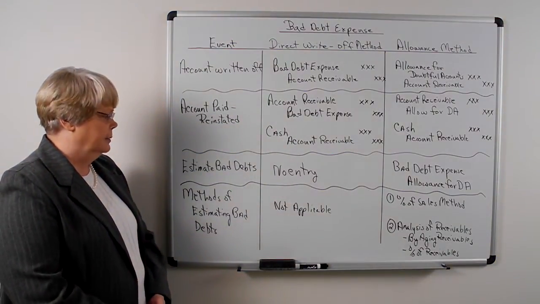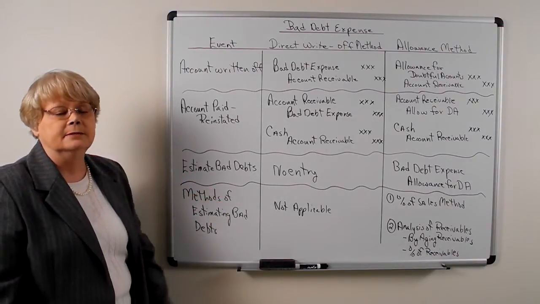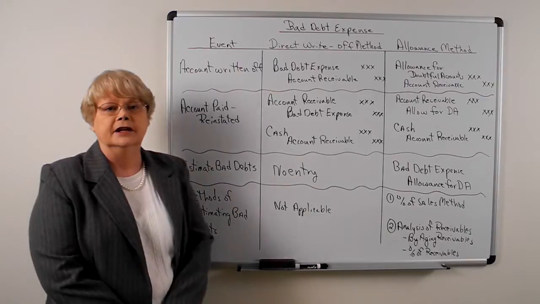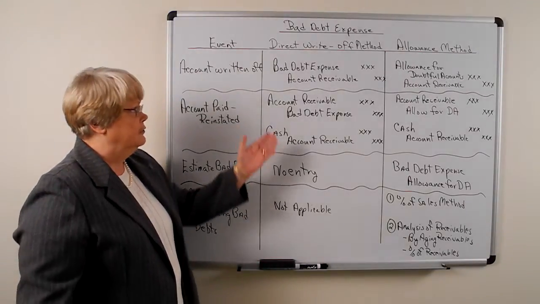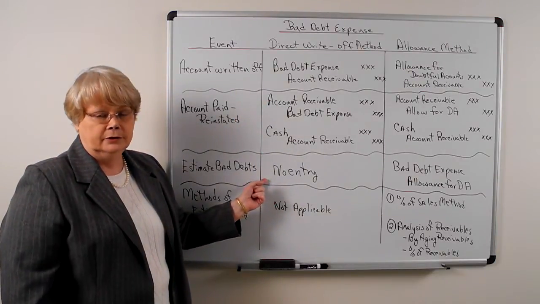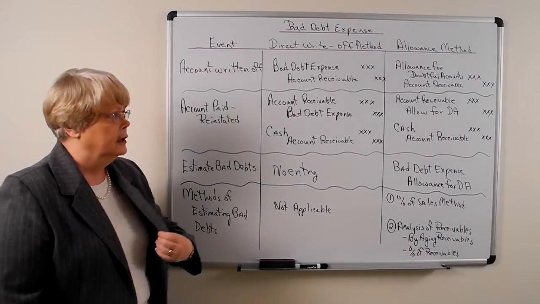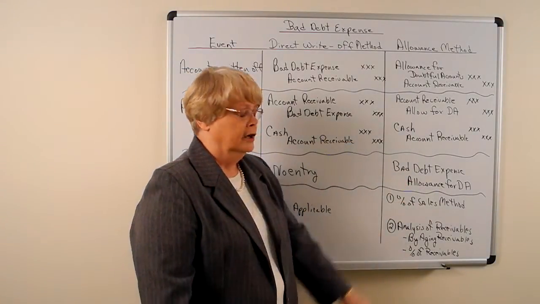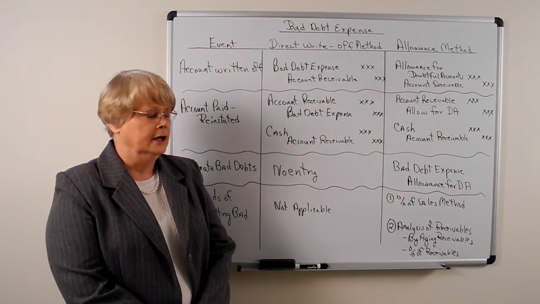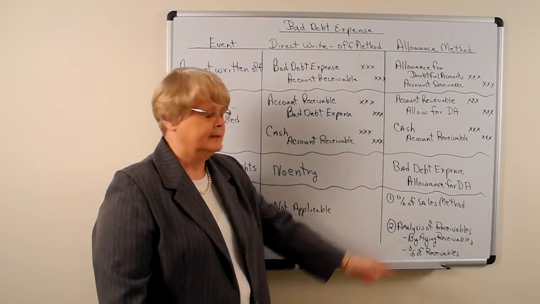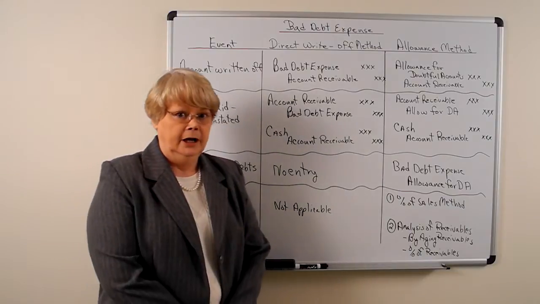The next thing that might happen is when we estimate the bad debts, and we do that at the end of the accounting period before we do the financial statements. For the direct write-off method, we have no entry there because we're not using an allowance and we're not estimating bad debts. But under the allowance method, we would estimate what our bad debts are going to be, come up with an amount, and then we would debit bad debt expense and credit the allowance for doubtful accounts. That would be our entry.